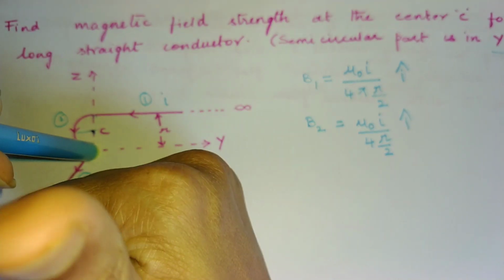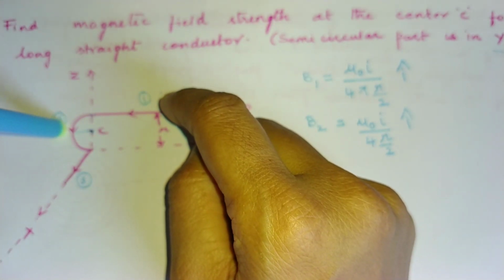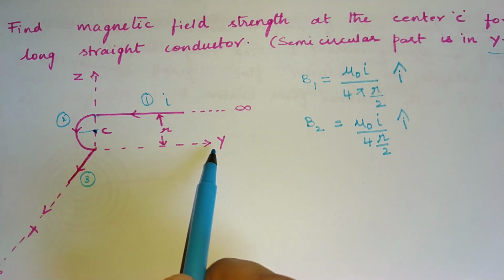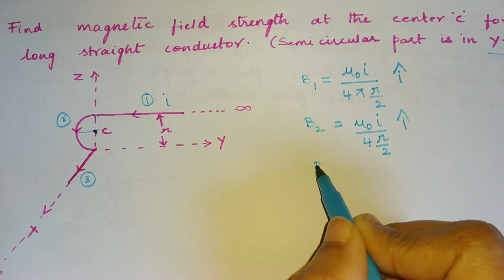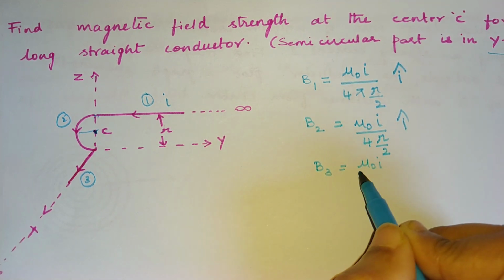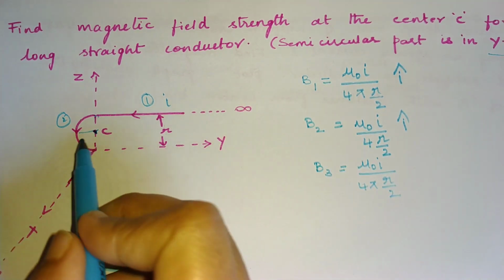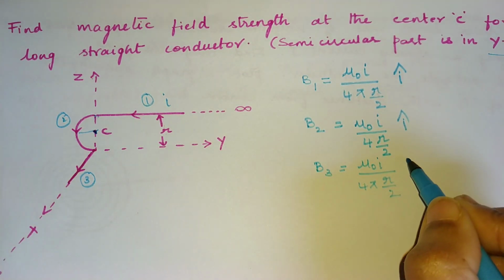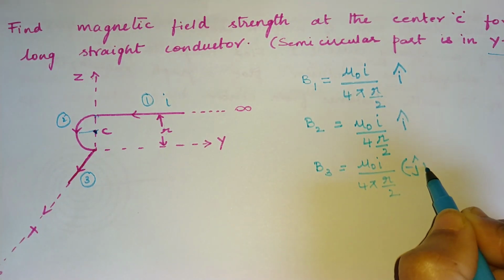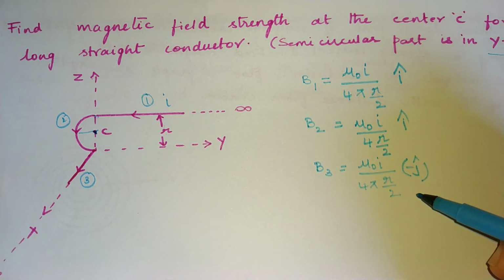Now for this conductor, the conductor is outside the plane of the paper. Put your thumb, curl the fingers. At this point, field is pointing towards left, it is minus J cap direction. So B3 for a semi-infinite wire is mu naught I by 4 pi into R by 2. But since the direction is along the negative y-axis, I'll write it as minus J cap. So we have got B1, B2 and B3.